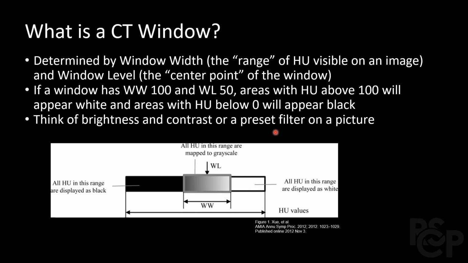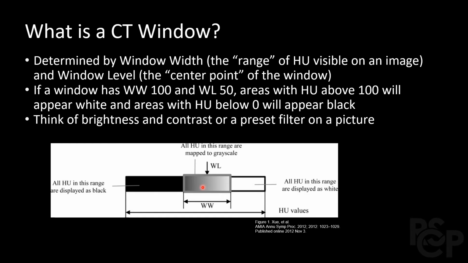Along those same lines, we can put either preset windows on CT images to highlight specific features that would be helpful when we're looking for certain pathologies, or we can manually change the parameters of window width and window level. Let's look at this image here to see what these parameters actually are. So window level is defined as the midpoint of a window. Around this midpoint, window width is the range of Hounsfield unit values that are mapped to grayscale on an image.